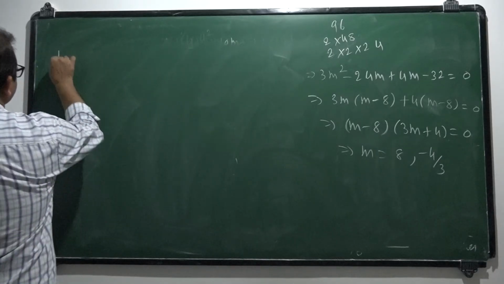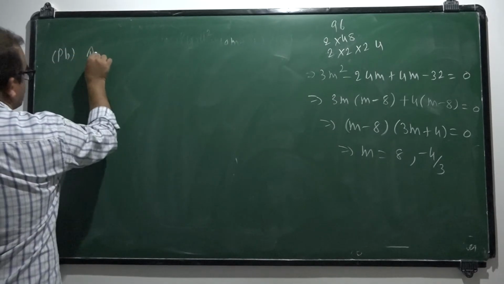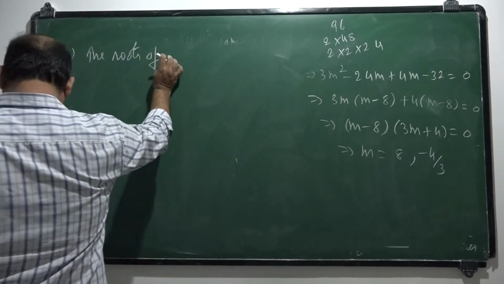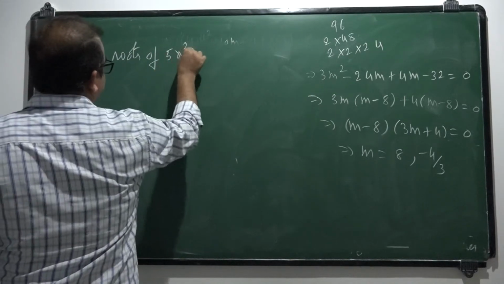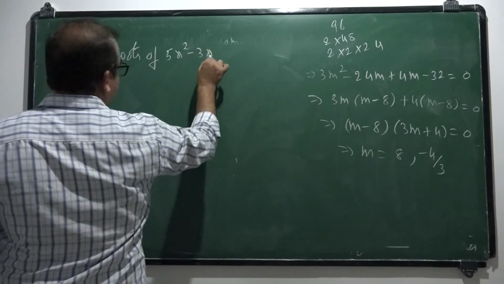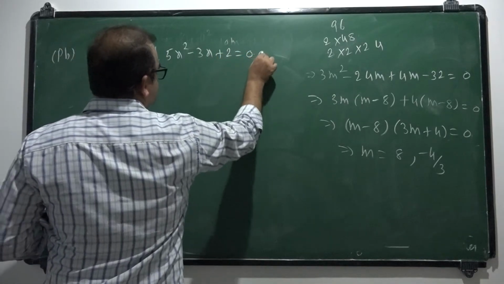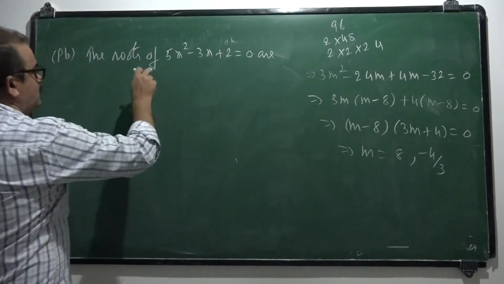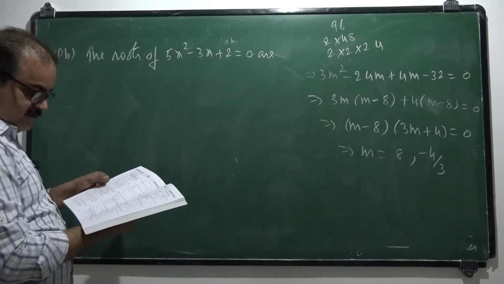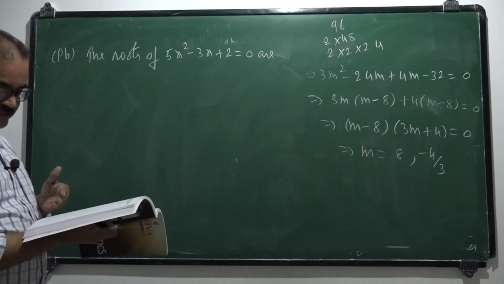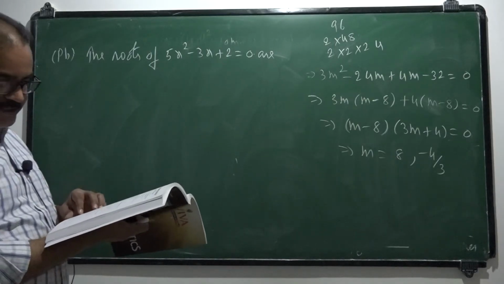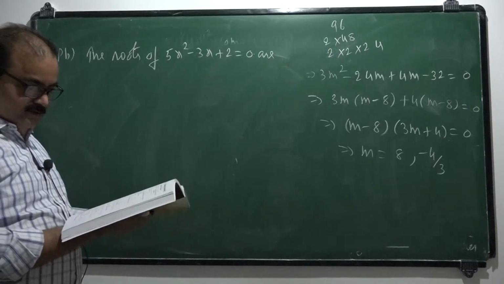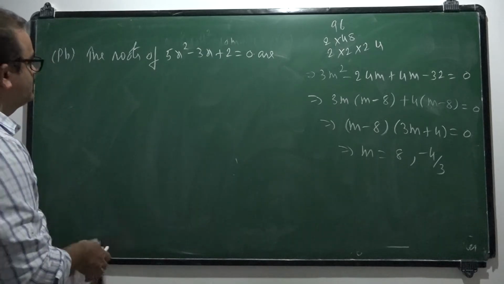Next, the roots of 5x square minus 3x plus 2 is equal to 0 are. We find the nature of the roots. Options given are rational and equal, rational and not equal, irrational, imaginary. So we discuss the nature of the roots.